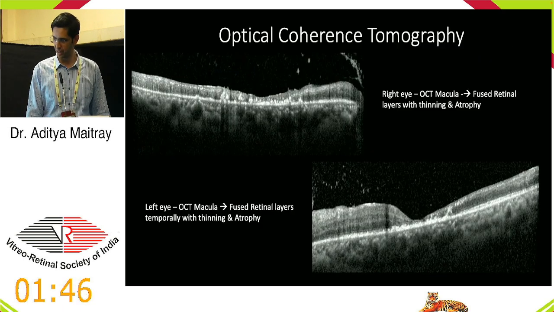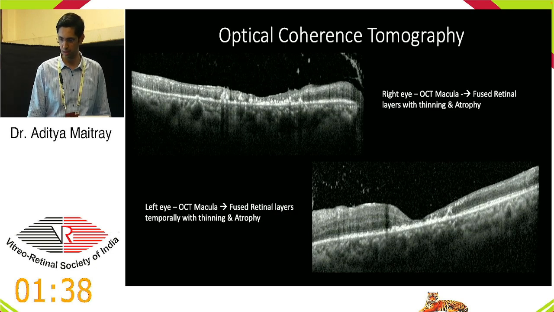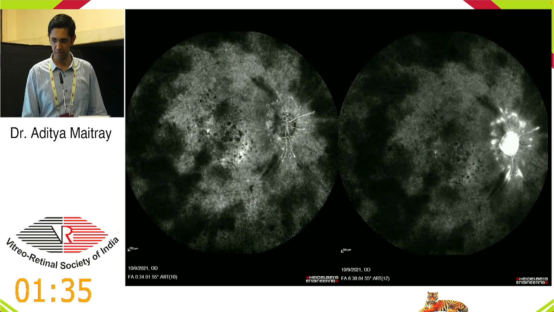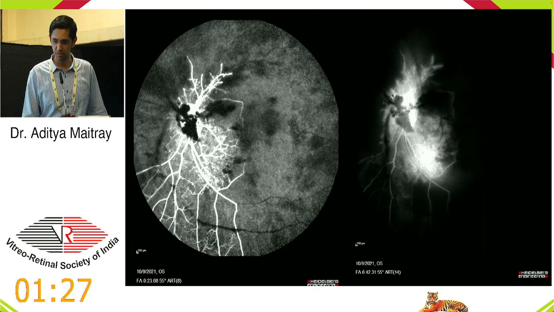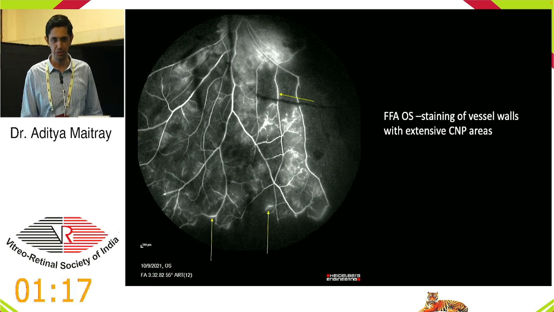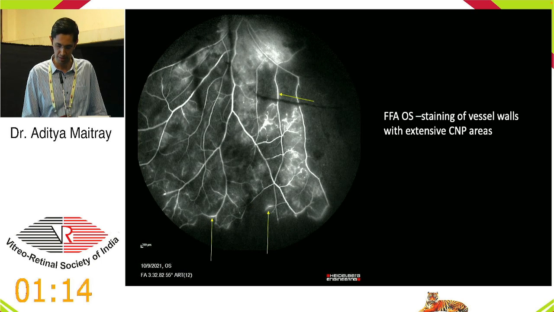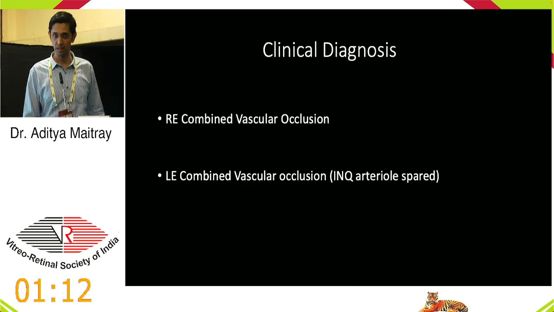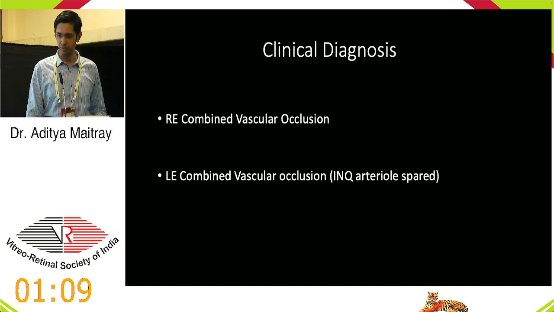OCT showed severe thinning with fused inner retinal layers in the right eye. In the left eye, as you can see on the OCT, the nasal aspect of the macula was partly spared, possibly causing some preserved vision in that eye. The FFA picture was even more striking. The right eye had near total non-perfusion of the retina, stopping just short beyond the disc. The left eye again had severe extensive non-perfusion. Just the inferonasal quadrant was partially spared, which was fortunately partly supplying the macula. In the inferonasal quadrant, there were multiple areas of vessel wall staining apart from the CNP areas. So we had at our hands a bilateral combined vascular occlusion, with partial sparing of the inferonasal macula in the left eye.